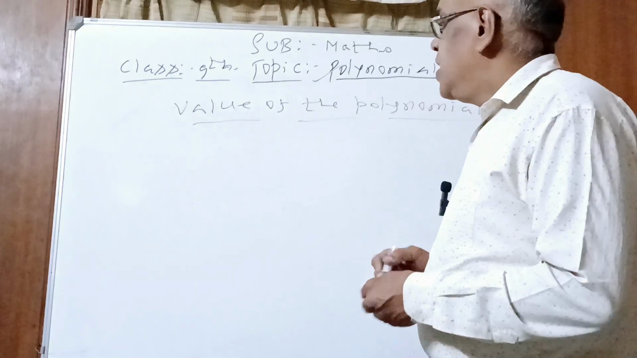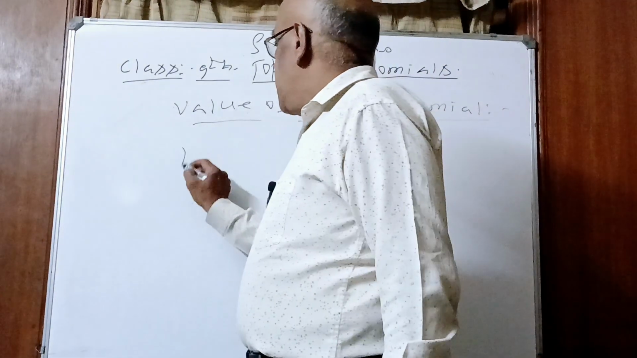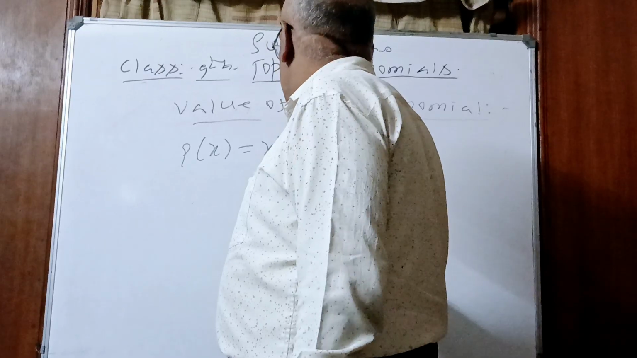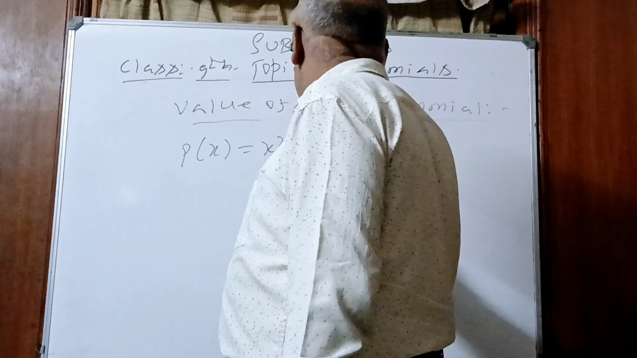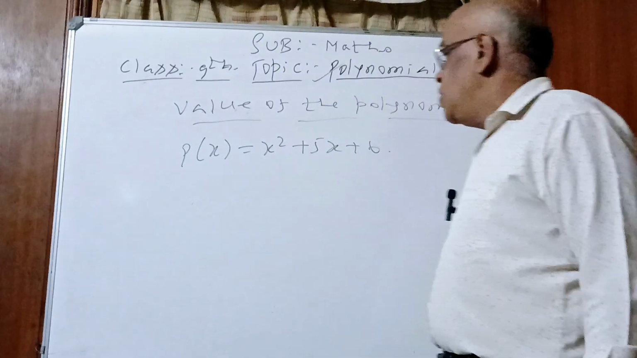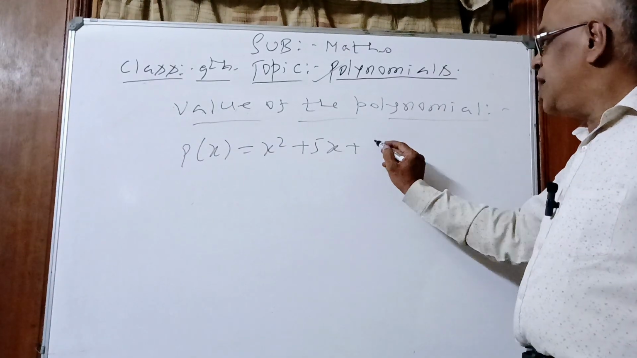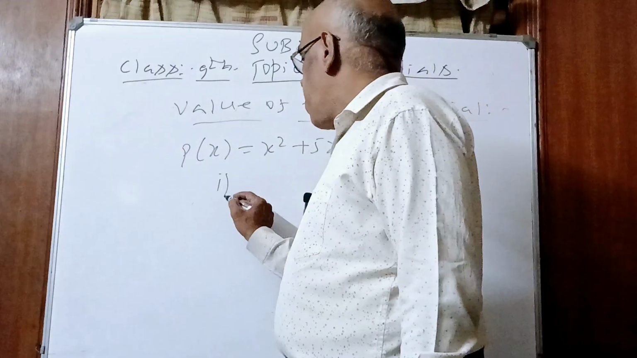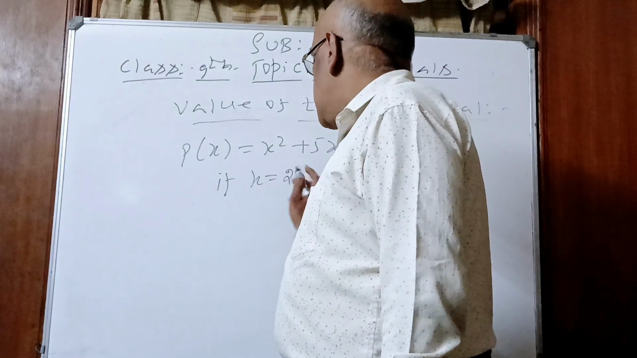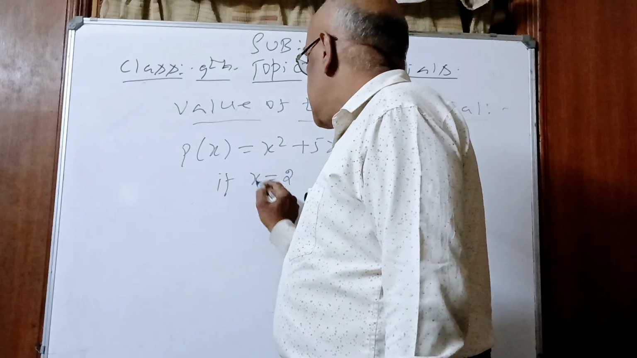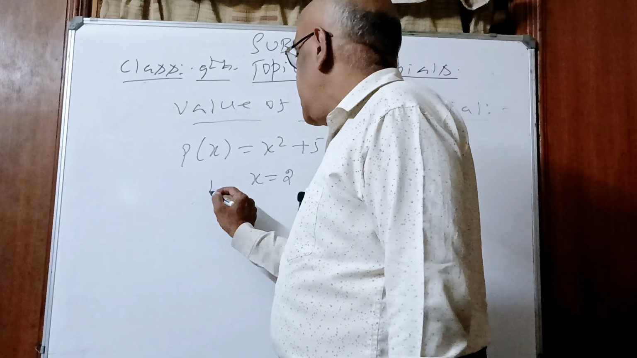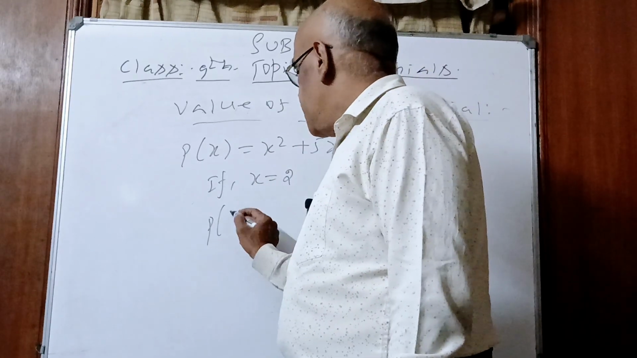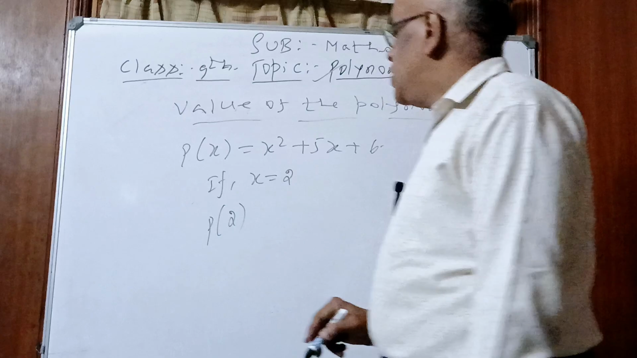What is the value of the polynomial? Take for example the polynomial x square plus 5x plus 6. P of x is equal to x square plus 5x plus 6. Now, if x is equal to 2, in place of x you put the value 2. What is P of 2, children?